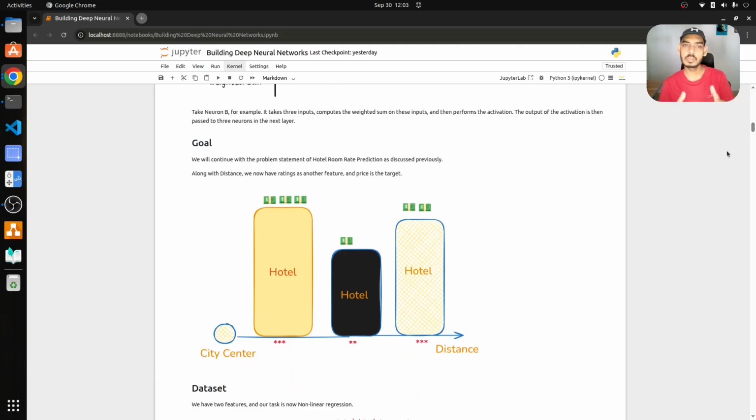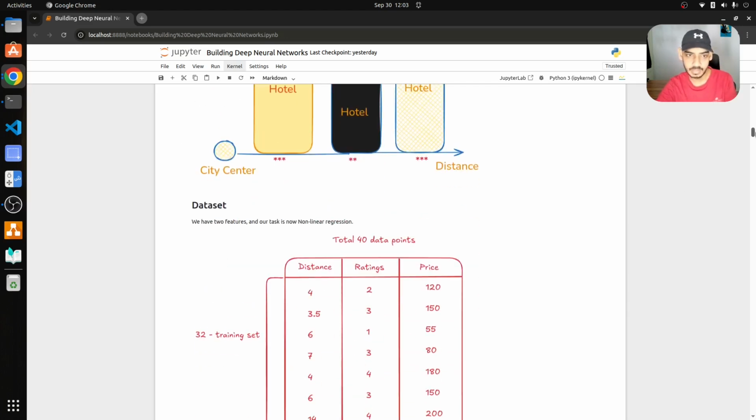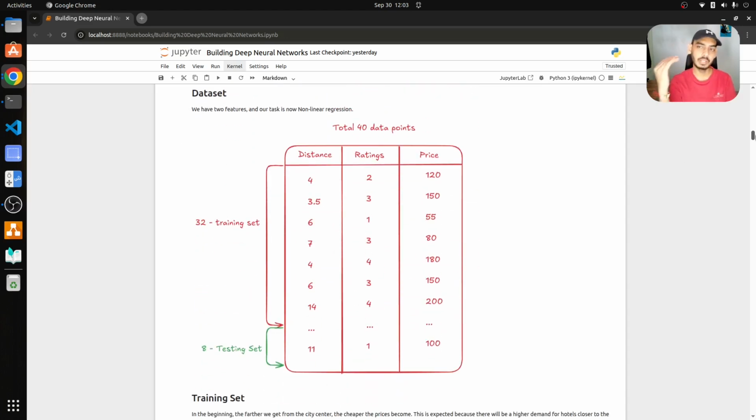So the goal of this video is hotel room rate prediction, and we have distance. Earlier we also had distance as a feature. Now along with that we also have ratings per hotel. So we use these two features to predict the price for a hotel room. The data set that we have is around 40 data points, out of which 32 will be used for the training set, and 8 of those will be used for the testing set. And this is the distance and ratings and corresponding price.